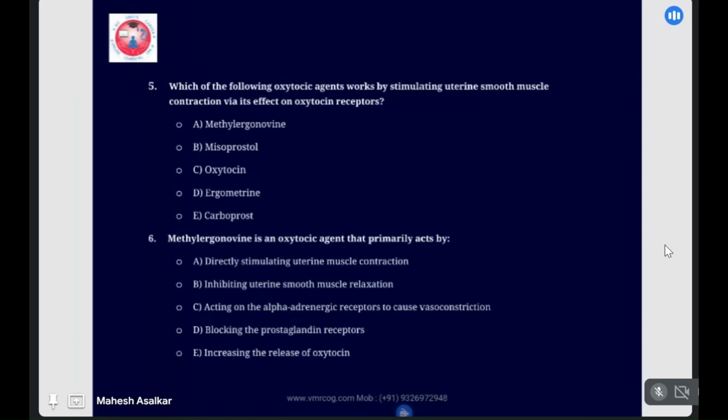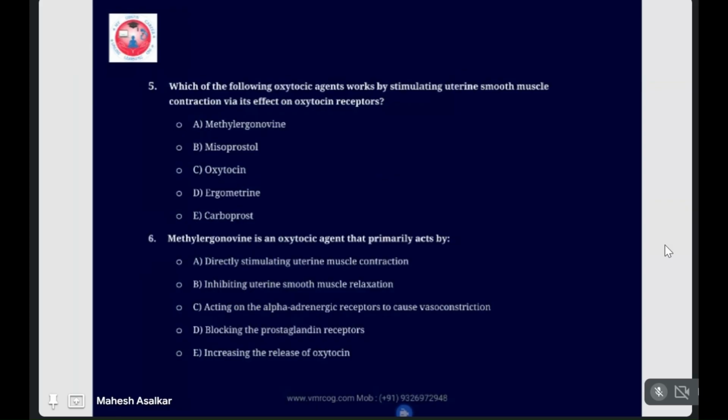Now who will answer? Dr. Sansi. Which of the following oxytocic agents works by stimulating uterine smooth muscle contraction via its effect on the oxytocin receptor? Methylergonovine, misoprostol, oxytocin, ergometrine, carboprost. So oxytocin is oxytocin, C. Yes, clear. Next.